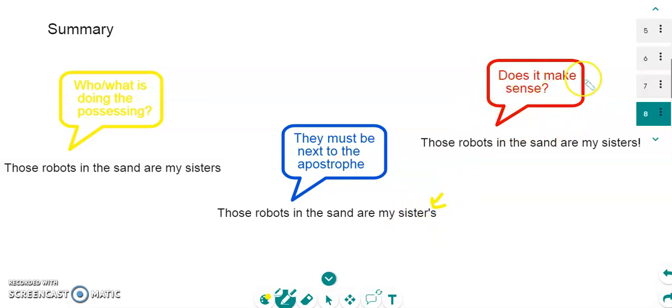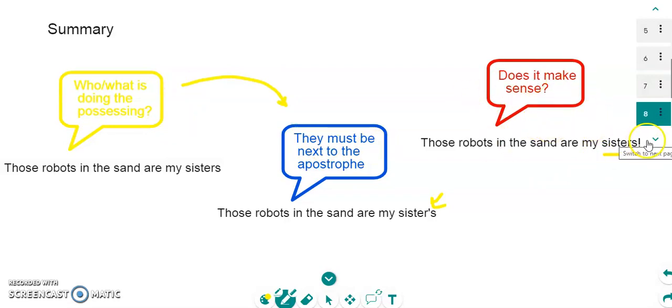But then we'll also think about, does the sentence make sense? And this is something we can always go back to in everything we read and write, because when we look back on things, does it make sense? So actually, if we don't have an apostrophe there, the sentence would be: those robots in the sand are my sisters. This would be a very different meaning without an apostrophe. So let's just think about the sense the sentence is making, who's doing the possessing, and what action we must take from there. Does it make sense?